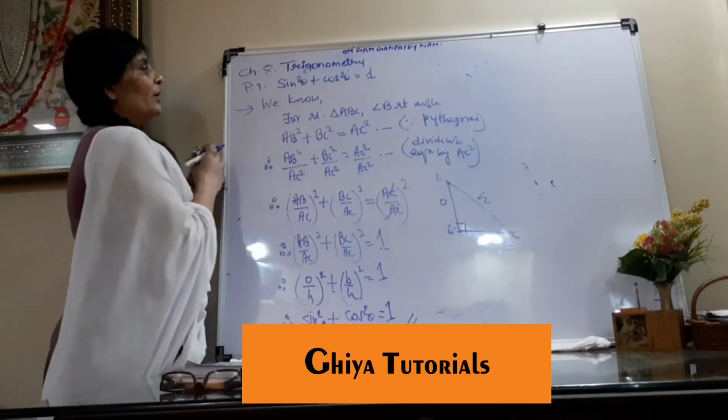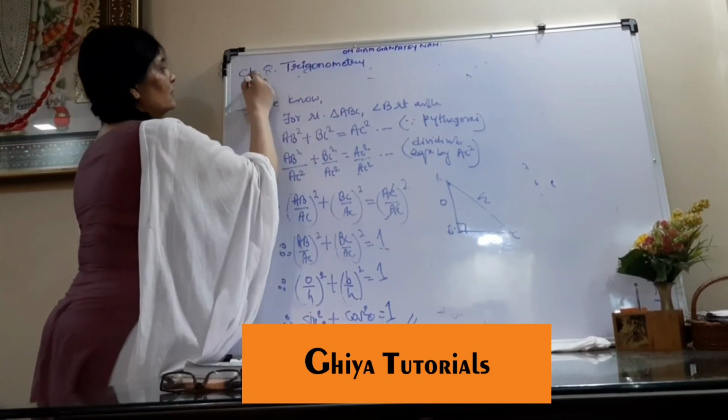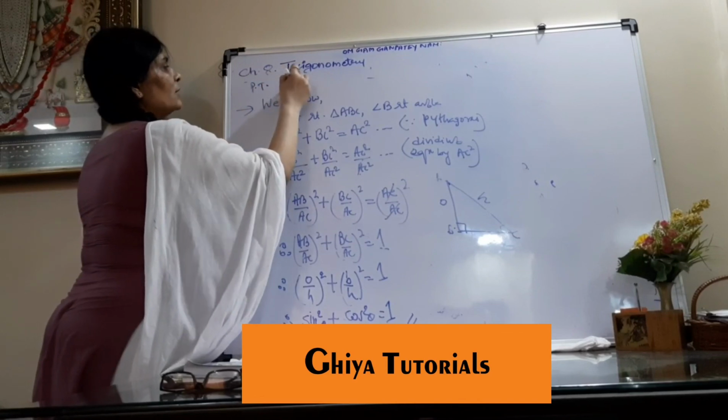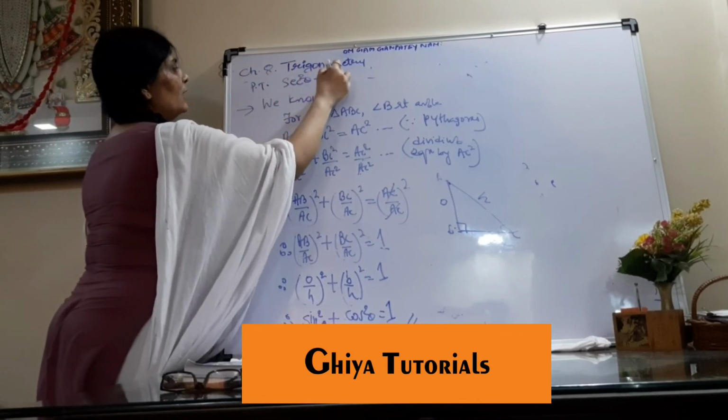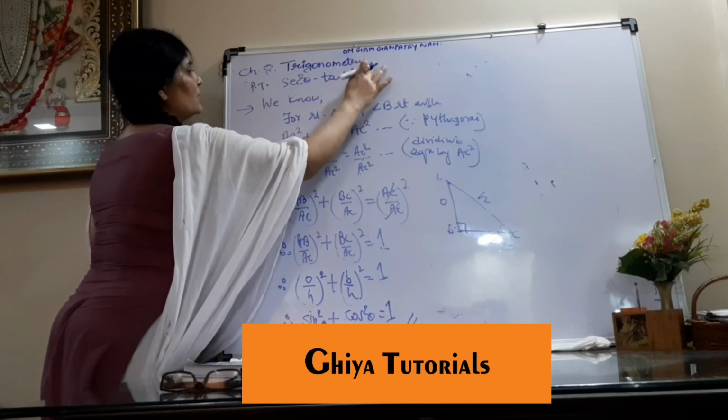Similarly, I can prove that sec square theta minus tan square theta equals 1.